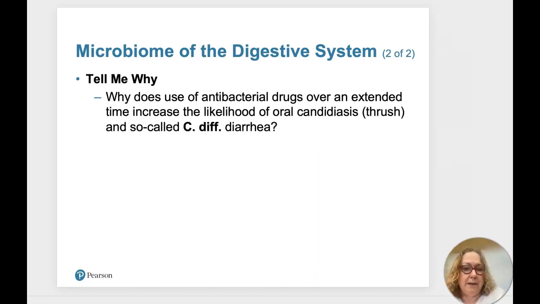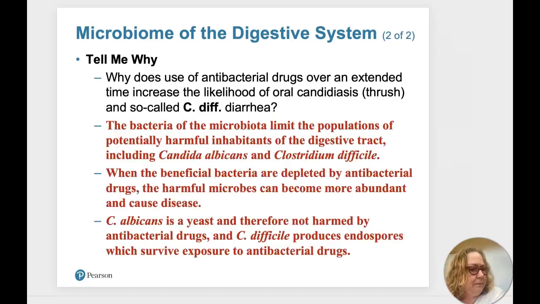Okay, why does the use of antibacterial drugs over an extended time increase the likelihood of oral candidiasis, or basically thrush, Candida, also called C. diff? So why would antibacterial drugs actually increase your likelihood of getting C. diff? You can pause and think about that. Basically, the bacteria in the microbiota limit the population of potentially harmful inhabitants. Just what I was saying, you want a good microbiota there. So if you get rid of all the good stuff, it allows a colonization of the bad stuff, if that makes sense, including Candida and other things.